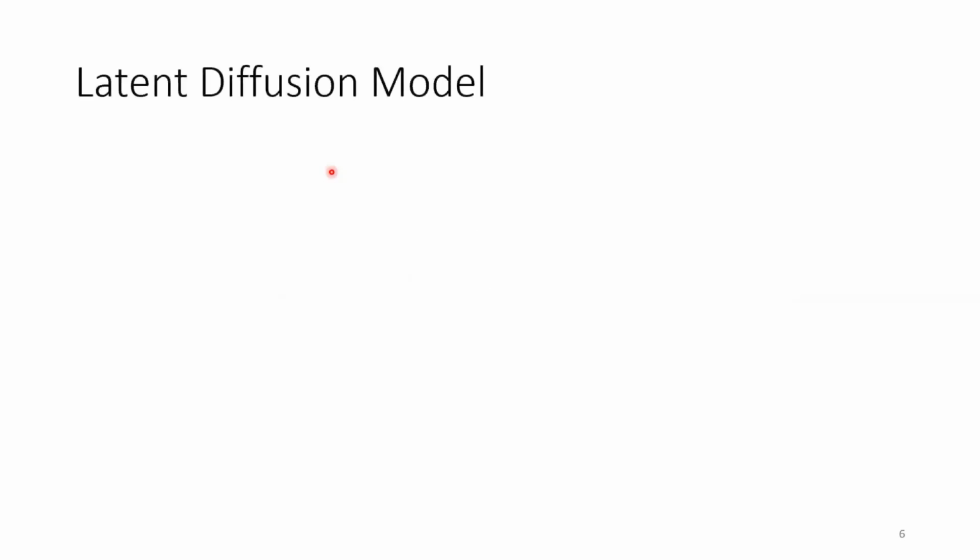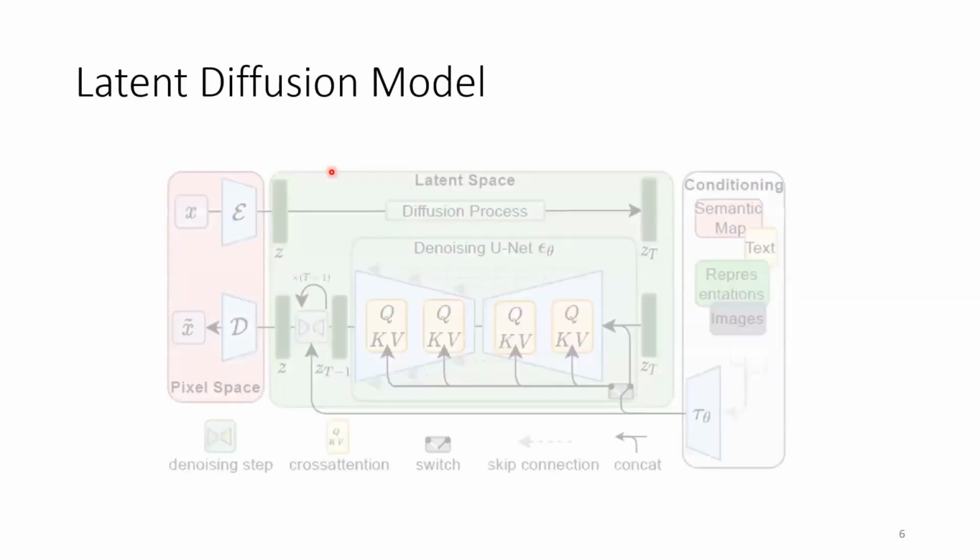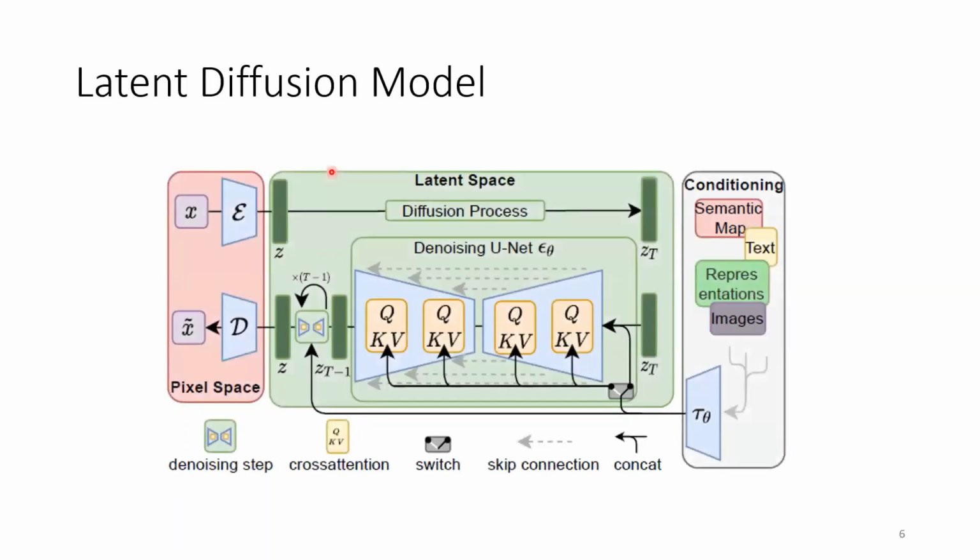Coming to the latent diffusion model, which we have discussed earlier, what we see is that they decompose the image formation process into a sequential application of denoising steps, denoising autoencoders. So what that means is that they take the image in the pixel space and encode it using an encoder and follow the diffusion process in a latent space. And then the image is reconstructed back using a decoder back to the pixel space.